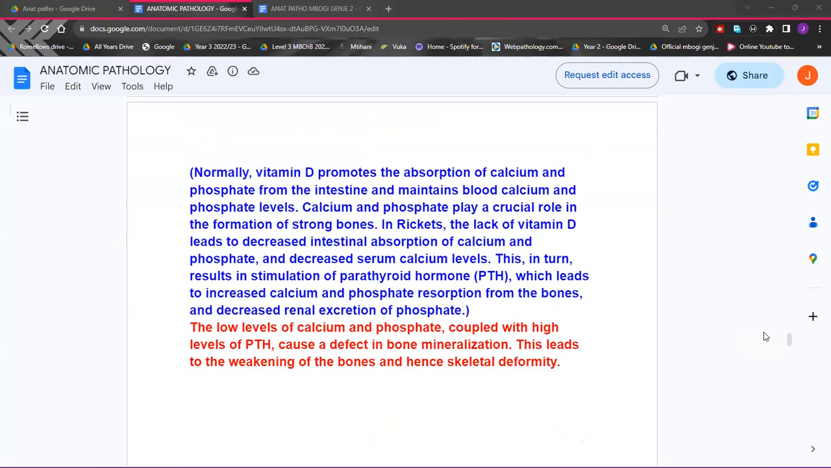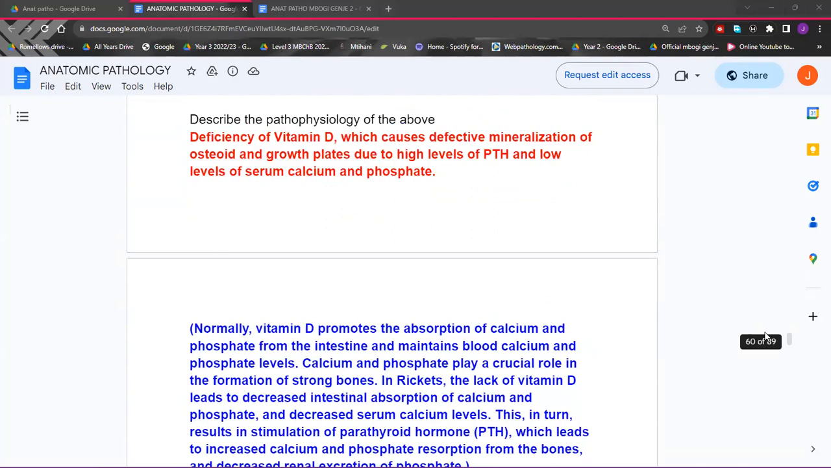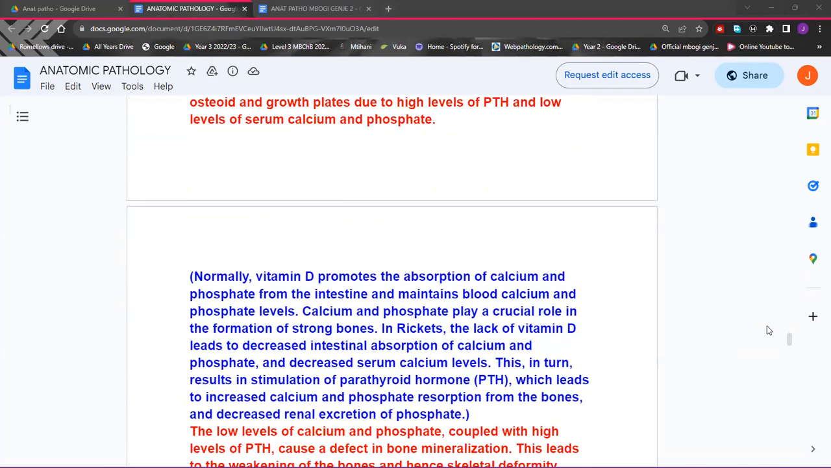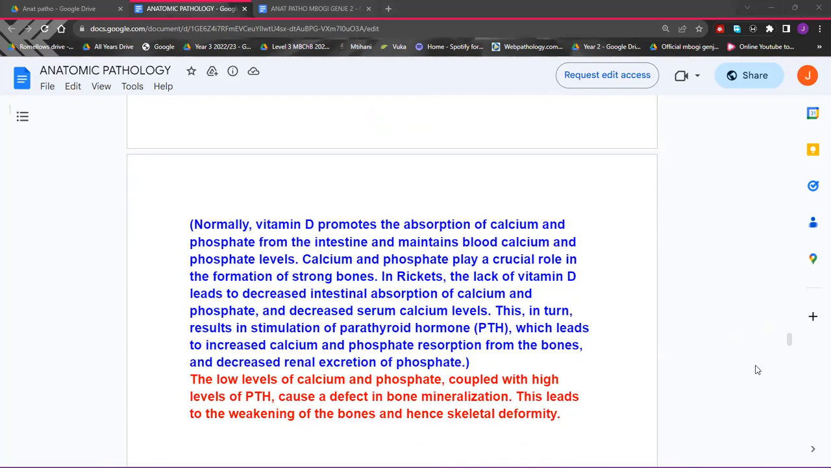So basically for the explanation, vitamin D aids in absorption of calcium and phosphate from the intestines. When you have insufficient vitamin D, what does that lead to? It leads to reduced absorption of calcium and phosphate from the intestines. With reduced calcium absorption from the intestines, the levels of calcium in the blood will drop. When the levels of calcium in the blood drop, parathyroid hormone is released. Now, when this parathyroid hormone is released, it looks to mobilize calcium from the bones. This will leave the bones more brittle because they are undergoing resorption.